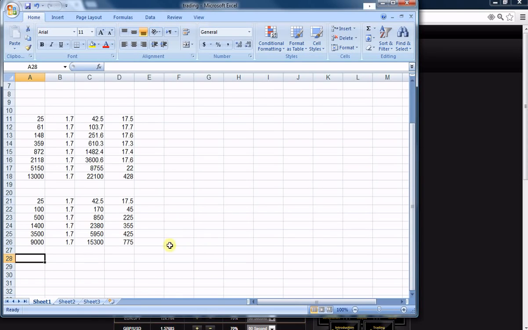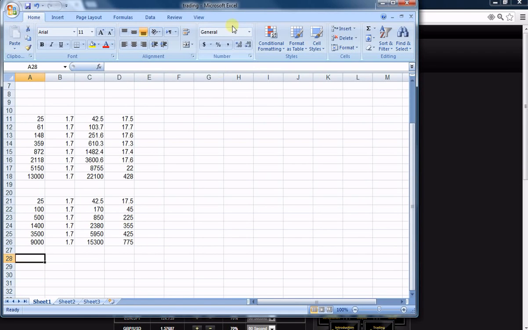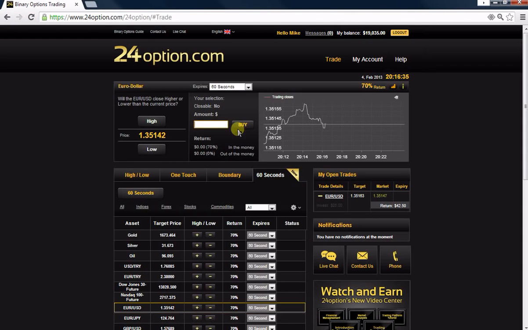So I always look at my Excel sheet and see what values I need to invest in order to win back the amount of money from previous lost trades if I do lose a trade. There are several different variants on this technique that we can use here in 24options, because it allows us to really choose the amount that we're going to invest.